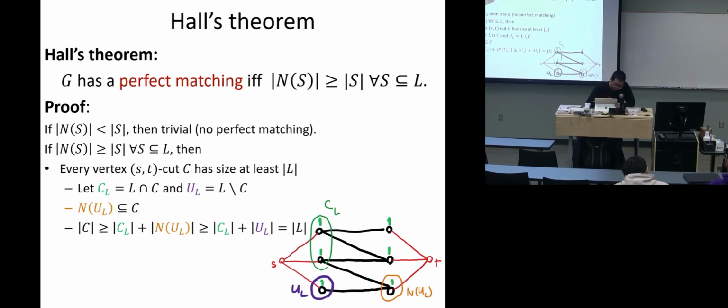But let's see the other direction. Suppose now that the neighbor set of S is at least the size of S for all sets S. Then I claim that every vertex S-T cut is large. I want to prove this theorem using the max-flow min-cut theorem. So let's look at the flow instance that we created with this S and T here. I claim that if this is true, then any vertex S-T cut must have size at least L. You will see soon why this is useful, but let me try to prove this.